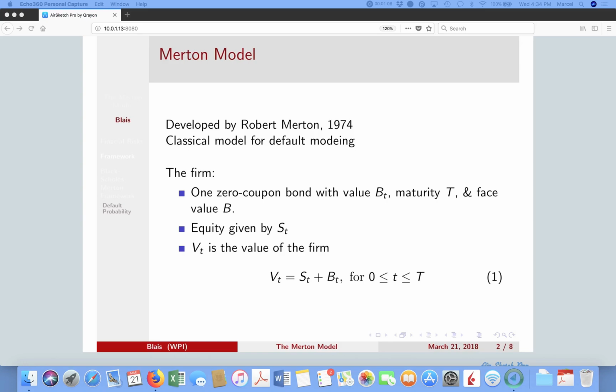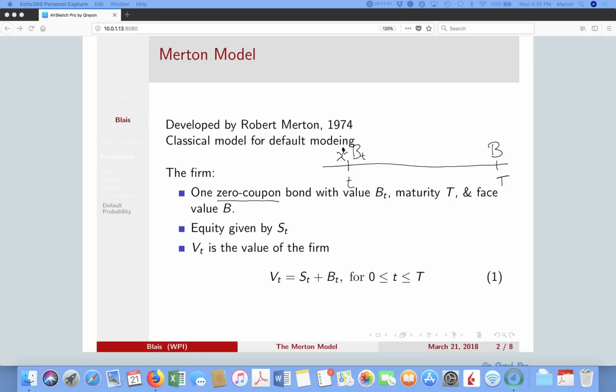So the way we can think of that is if we draw our timeline, and we're standing here at time t, the value of this bond is B_t, and the bond pays B dollars back at time T. Being a zero coupon bond means there are no coupons in between now and maturity. It's only the face value of B dollars that's paid back at maturity.